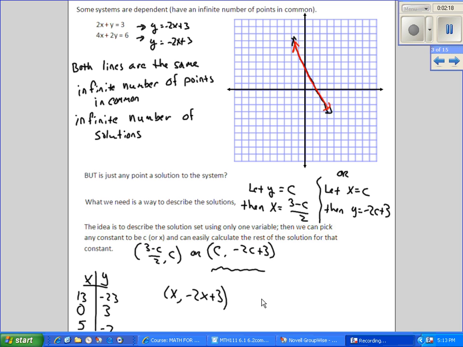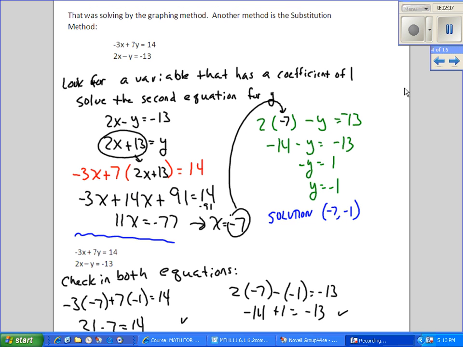And then if we've got a series of values, we could pick an arbitrary x, and calculate the y in terms of that value of x. Let x be 0, then y is 3. Let x be 5, y is negative 7. And so this could be our solution set. The book's going to write it this way. If you use this notation, that's fine with me. Okay, that was the graphing method.